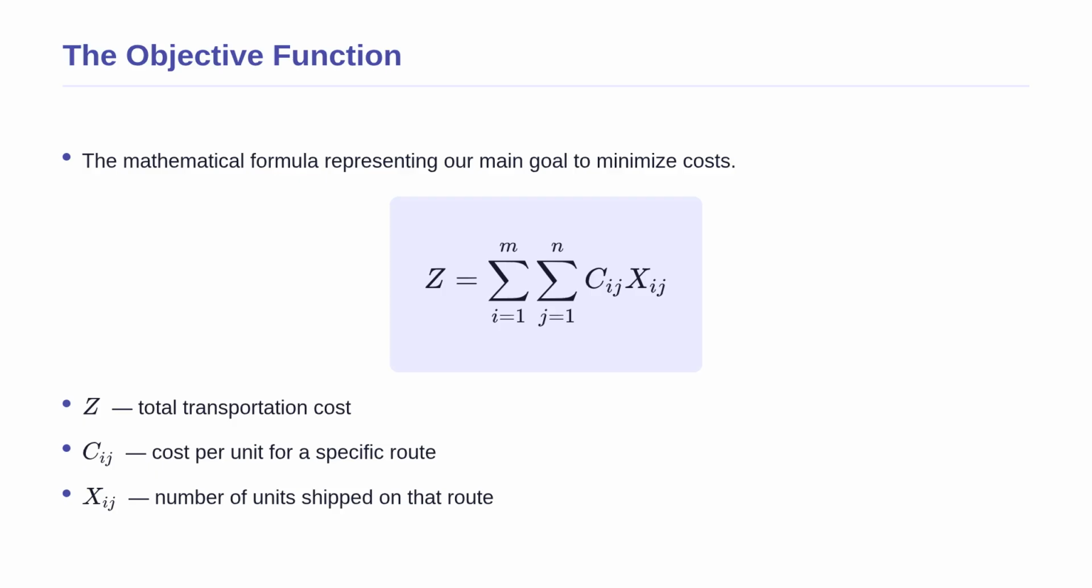The double summation symbols mean we must calculate this cost for every single route and add them all together to get the grand total. If the shipping amount increases or if a route is more expensive, our total cost Z will also increase.